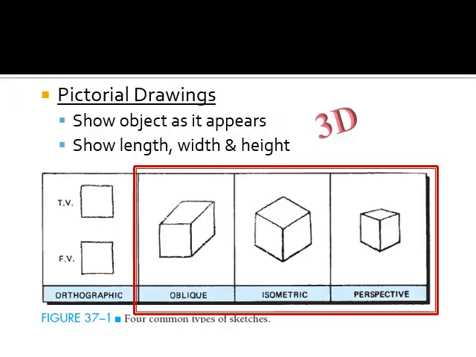In lesson 7, we're going to talk about something called pictorial drawings. All along, we've been using orthographic drawings, so just 2D views of a part. Pictorial drawings show objects as they appear in real life. They're going to show your length, your width, and your height, and they're going to look 3D. We have 3 types of pictorial drawings: an oblique, an isometric, and a perspective. And we'll get into the differences between these.